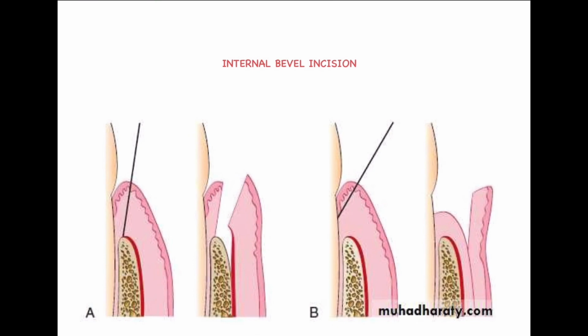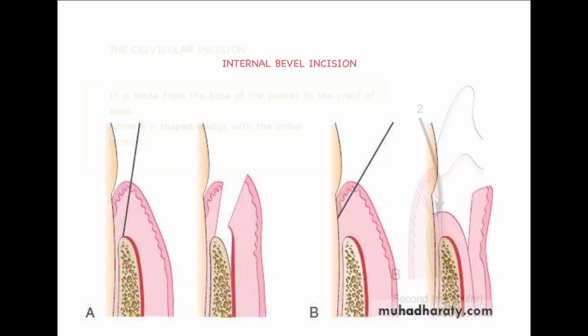So this is the diagrammatic representation of the internal bevel incision. In figure A, the internal bevel incision is given in order to reflect the full thickness or mucoperiosteal flap, and in figure B the same incision is placed in order to reflect only the mucosal flap or the partial thickness flap. So this internal bevel incision can be placed either to reflect the mucoperiosteal flap or only the partial thickness flap.